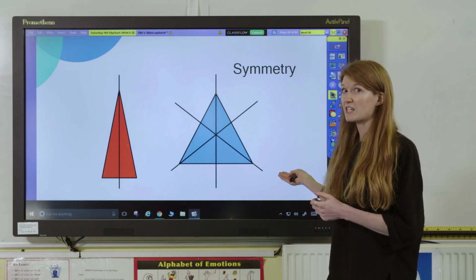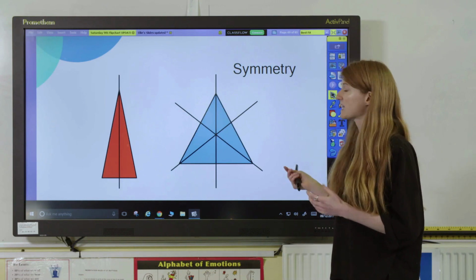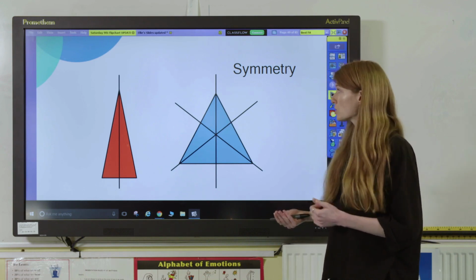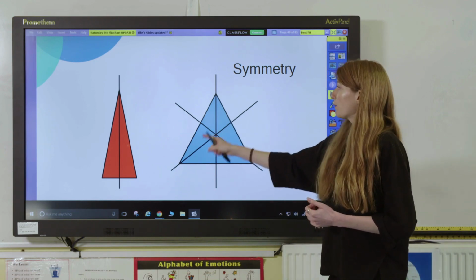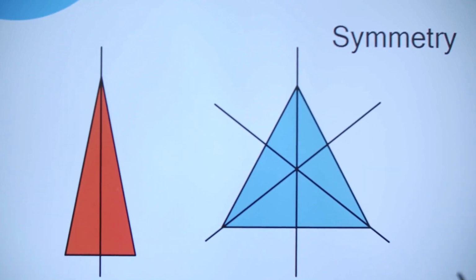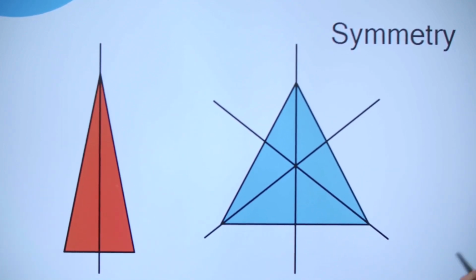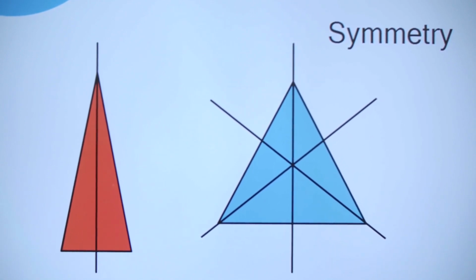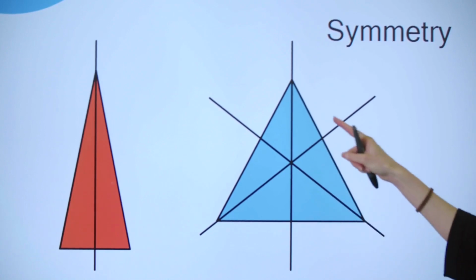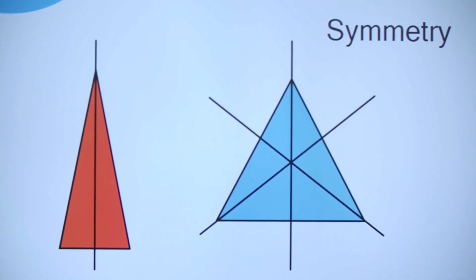A good investigation to set pupils is to see if they can explore the lines of symmetry in regular and irregular shapes. So, for example, they will find that in regular polygons, the number of sides that the shape has will be the same as the number of lines of symmetry they find. That's why in this equilateral triangle, we have 3 lines of symmetry.